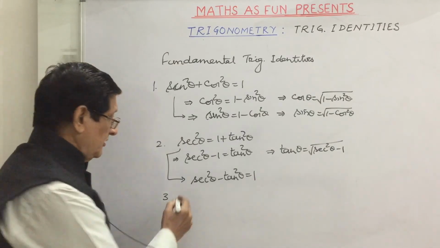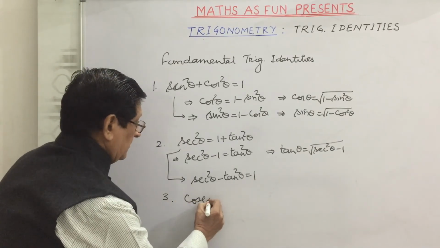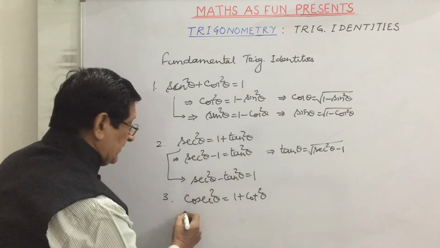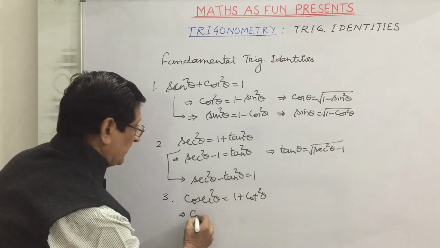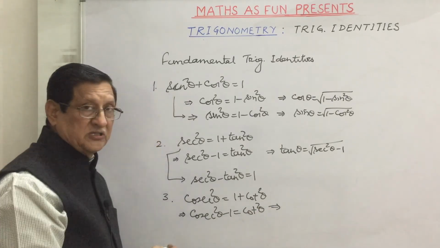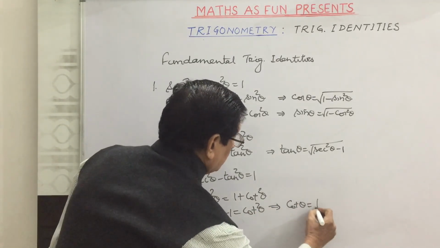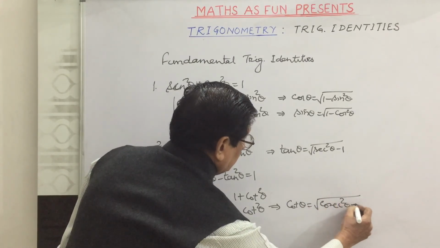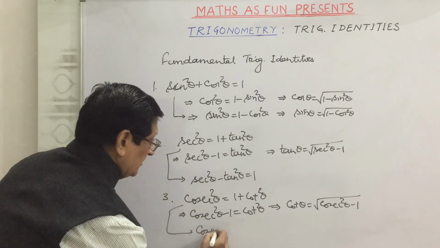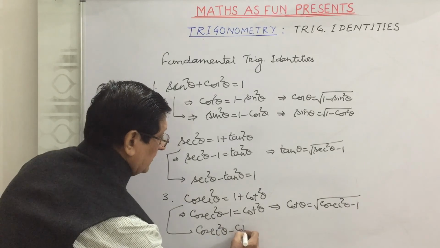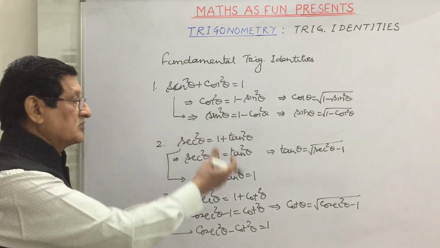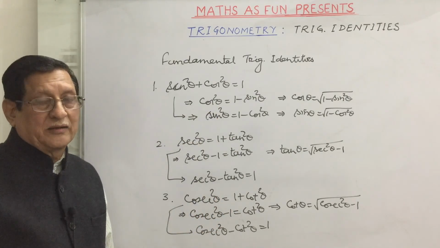Third one is cosec square theta equal to 1 plus cot square theta. And from this by transposition, if we transpose 1, cosec square theta minus 1 equal to cot square theta. It means cot theta is equal to root of cosec square theta minus 1. And another one we can get from here, if we transpose cot square theta, cosec square theta minus cot square theta equal to 1. Like this we can apply this as the formula from this particular identity.